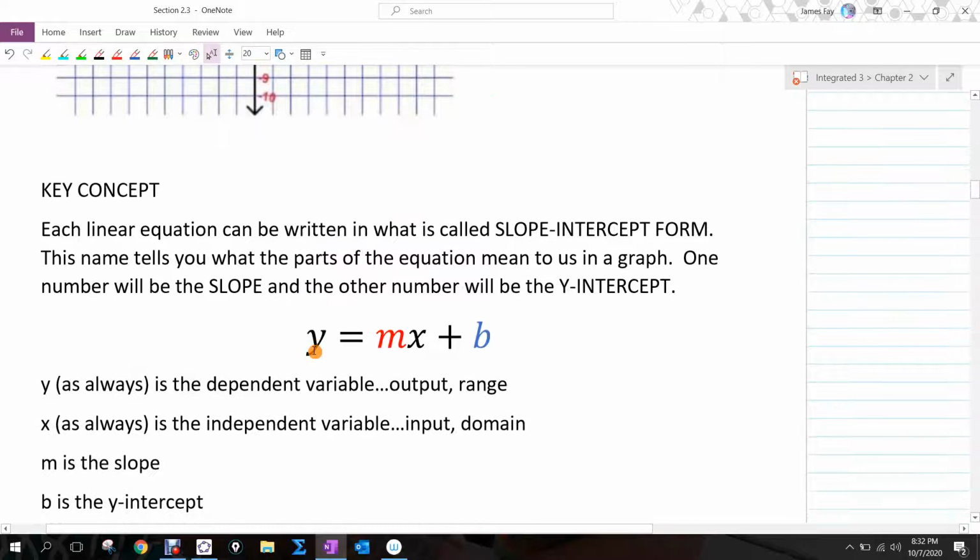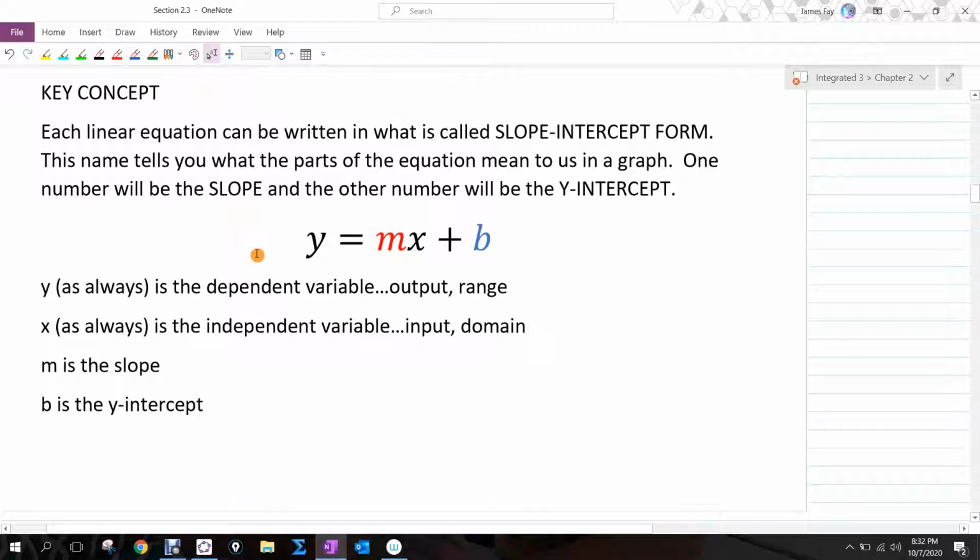So each linear equation can be written in what is called slope-intercept form, and that's the key thing that we're going to talk about here in this section. Basically, they're going to give you the slope, or you can gain the slope from this form, and you can determine what the intercept is. Now it's a specific intercept. It's actually going to be the y-intercept.